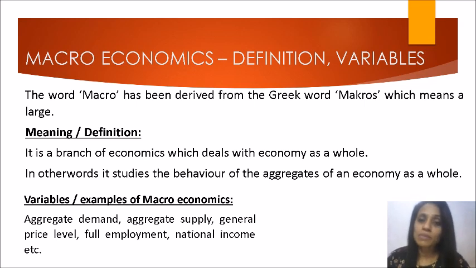So what kind of examples we can give? Aggregate demand, that is total demand for all the final goods and services produced in the economy. Aggregate supply, the total supply of flow of all the final goods and services produced by the firms in the economy in a year. And just like that, the general price level overall, whether it means the price stability, inflation or deflation, the general price level, employment, national income. These are the variables or examples we can quote for macroeconomics.